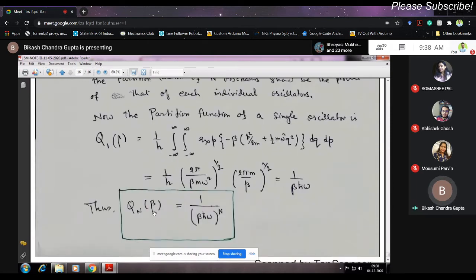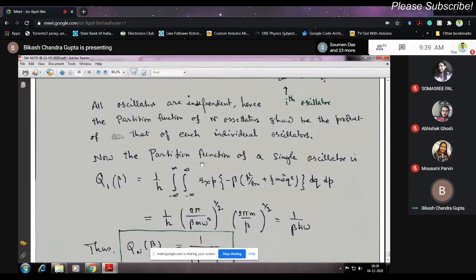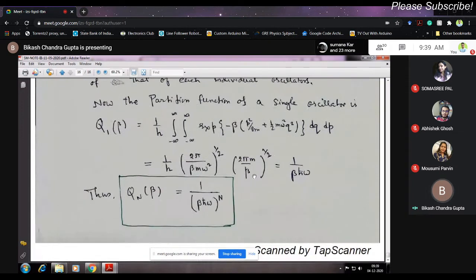Then for the n particle partition function, it should be the product of all, and therefore it would be 1 by beta h square omega whole to the power n. And of course you are not dividing by n factorial, because these oscillators are assumed to be distinguishable, because these oscillators have their particular, definite positions, and in that sense they are distinguishable, and therefore you are not dividing by n factorial as you did in case of classical gases where they were not distinguishable.